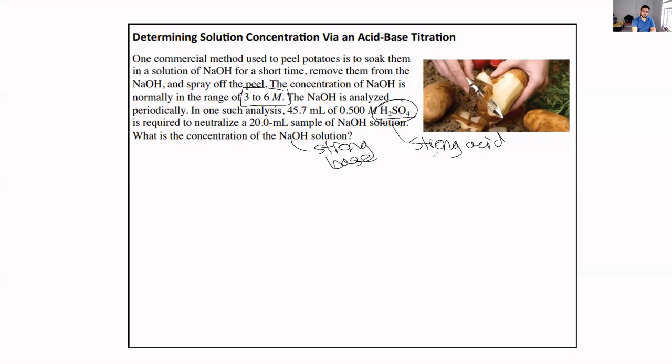Next thing we need to do is figure out what's the unknown solution and what's the known solution. Well, for the sulfuric acid, we're given both the volume and the molarity. So we have known molarity. So this is the standard solution, sulfuric acid. And the NaOH is the unknown. So the goal here is to try to figure out what the molarity is of the NaOH solution. And the way that we're going to be doing that is using the M1 V1 equals M2 V2 equation.